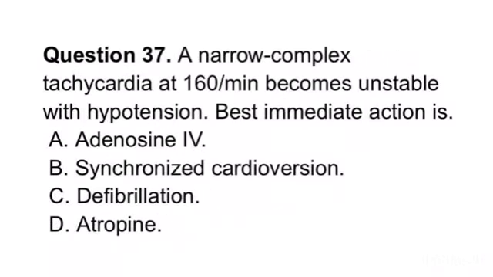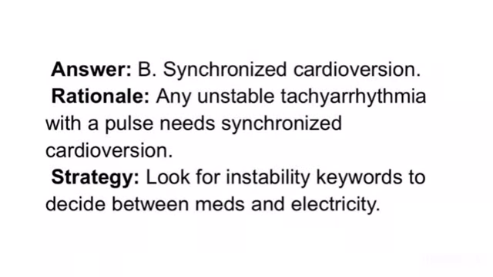Question 37. A narrow complex tachycardia at 160 per minute becomes unstable with hypotension. Best immediate action is A. Adenosine. B. Synchronized cardioversion. C. Defibrillation. D. Atropine. Answer: B. Synchronized cardioversion. Rationale: any unstable tachyarrhythmia with a pulse needs synchronized cardioversion. Strategy: look for instability keywords to decide between meds and electricity.